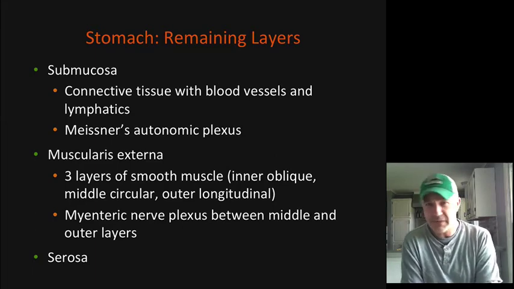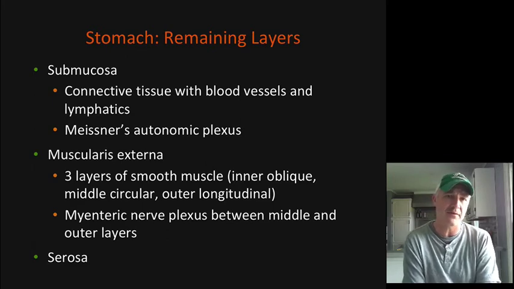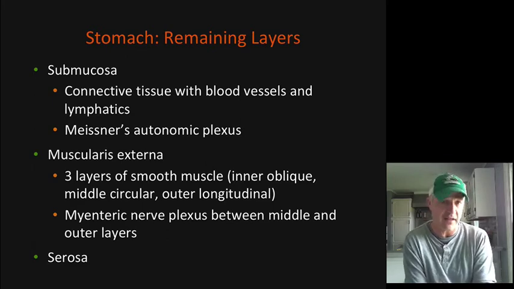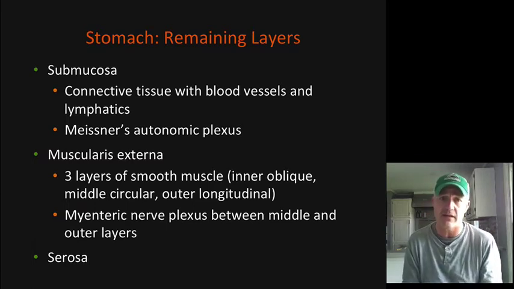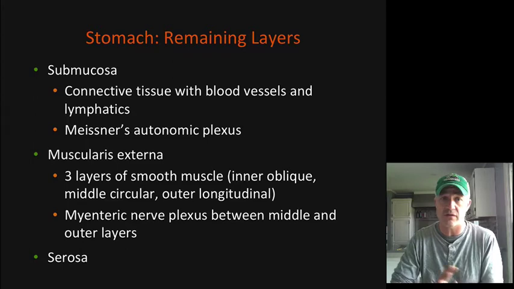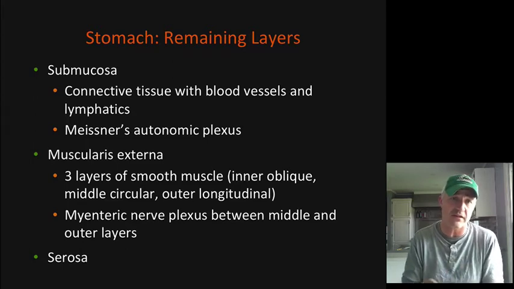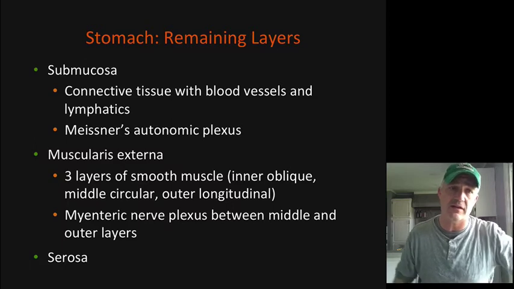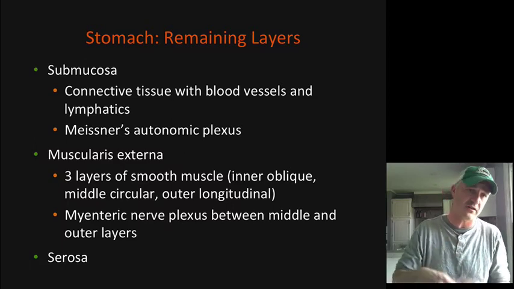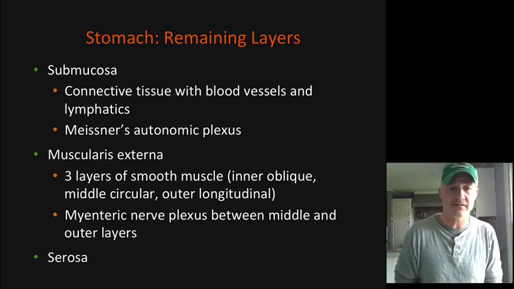The other big difference with the stomach is it has an inner oblique layer. So on top of those two layers of muscle that we said would be everywhere in this alimentary canal, the stomach is going to have a third one, which is not really circular, it's not longitudinal, it's in between those, and it's that oblique layer. And again, it's because the stomach does a lot of churning and mixing of materials.